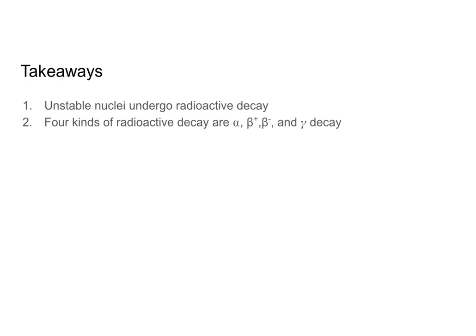So with that, let's talk takeaways. First of all, unstable nuclei undergo radioactive decay. And there are 4 kinds of radioactive decay: alpha decay, positive beta decay, negative beta decay, and gamma decay. We also can have, of course, our nucleus change through electron capture, which is different from our other 4 kinds of decay in that the new particle is going to be on the left side of our equation rather than the right side of our equation.